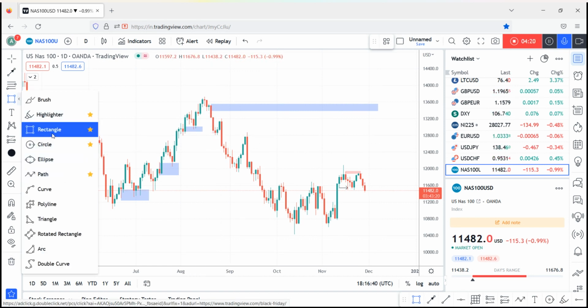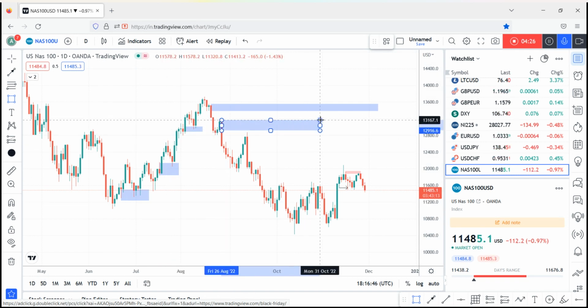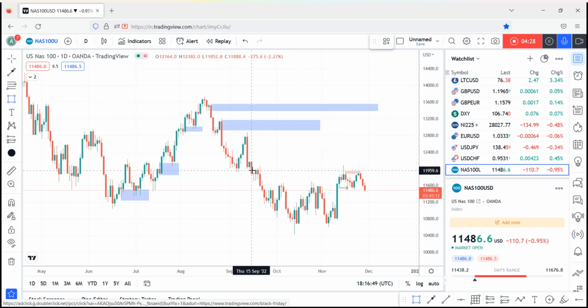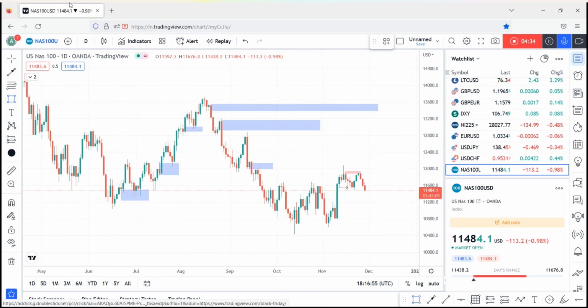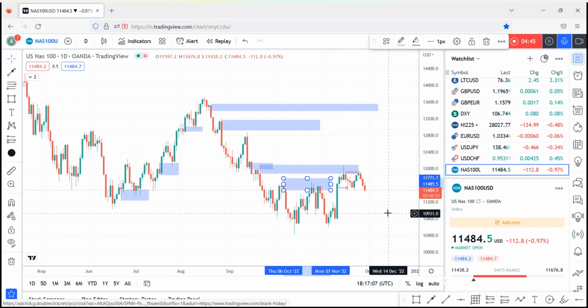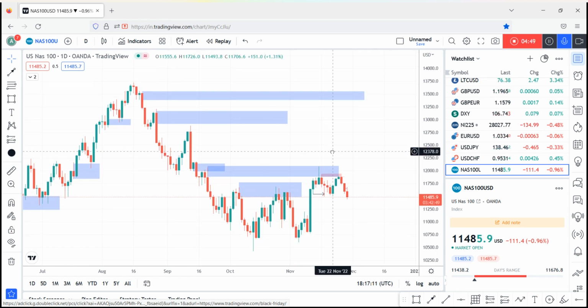That's the unmitigated zone you can target, and this zone is also unmitigated, right? And this zone is mitigated by this zone, and this zone is mitigated by this zone, right? This zone is mitigated by this zone. So this is how you can identify valid, mitigated, and unmitigated zones.